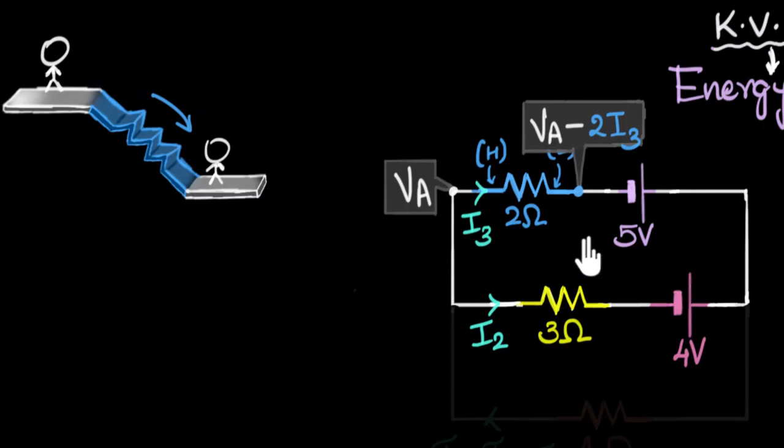Does that make sense? Think about it. You went down, you have VA over here, you decreased by 2I3, you got that from Ohm's law, potential difference is 2I3, and now your new potential energy of that charge is VA minus 2I3. Notice we didn't have to remember any sign convention.